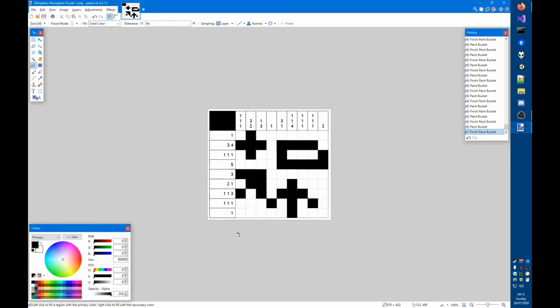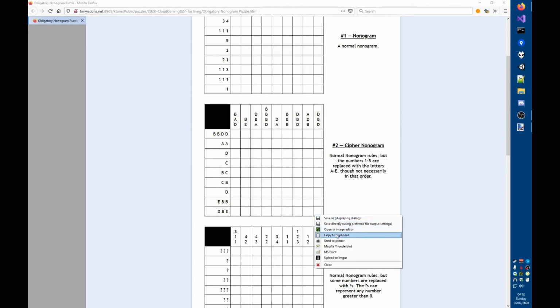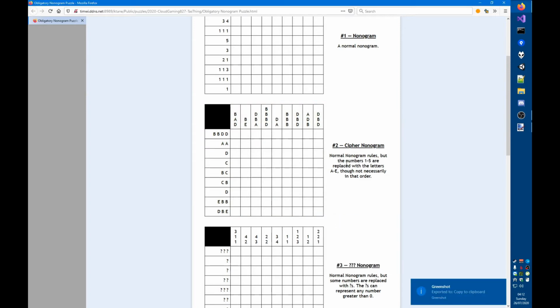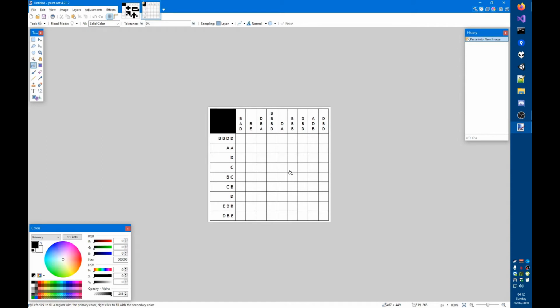Okay, and now we're gonna move on to the next nonogram and see what that one has in store. Now this one says, normal nonogram rules apply, but the numbers 1 to 5 are replaced with letters A to E, though not necessarily in that order. Okay, so each of these letters refers to a different number from 1 to 5. That is very interesting. In particular, that means we don't have any groups that are bigger than 5.